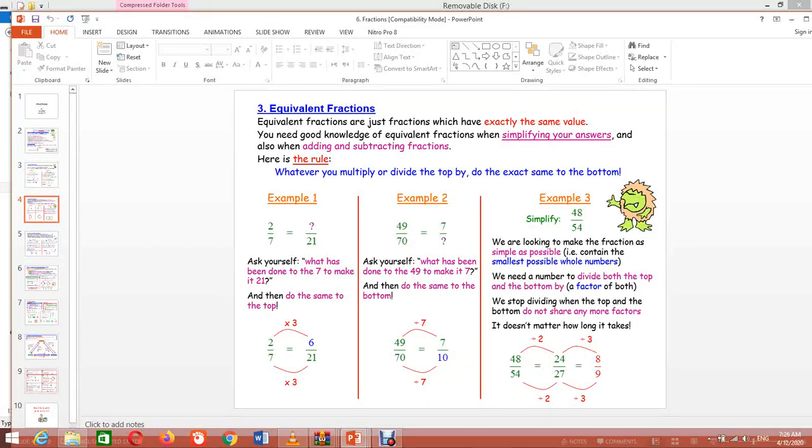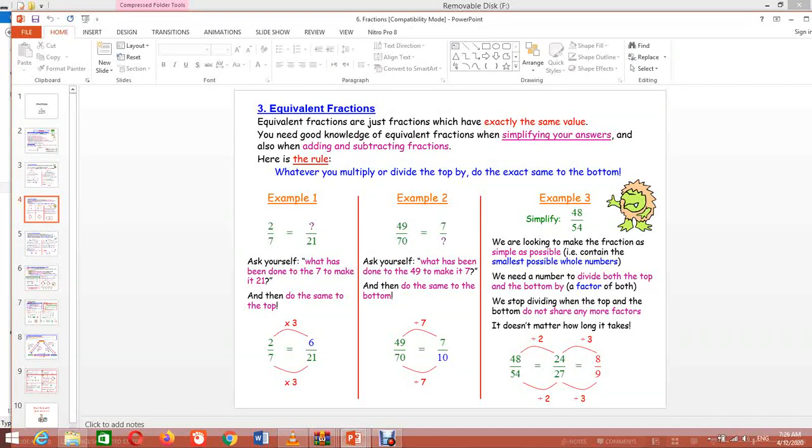So 48 over 54. First and foremost, let's begin with 2. So 48 divided by 2. 2 will go into 4 twice. 2 will go into 8 four times. So 48 divided by 2 has been reduced to 24. Then 54 divided by 2.